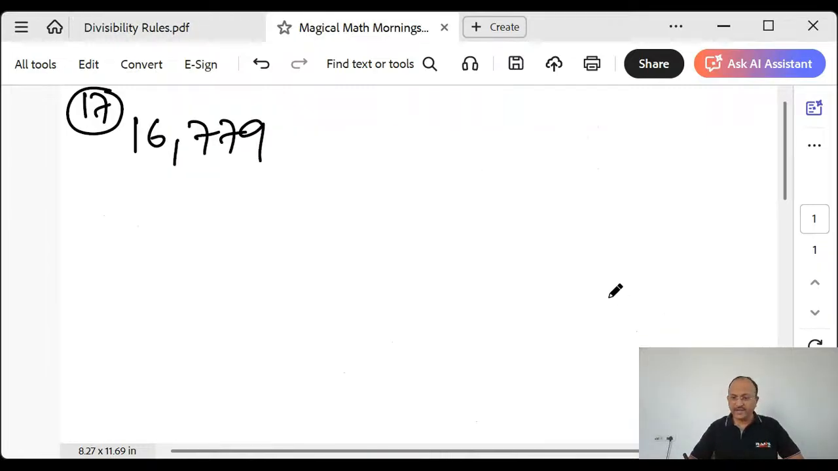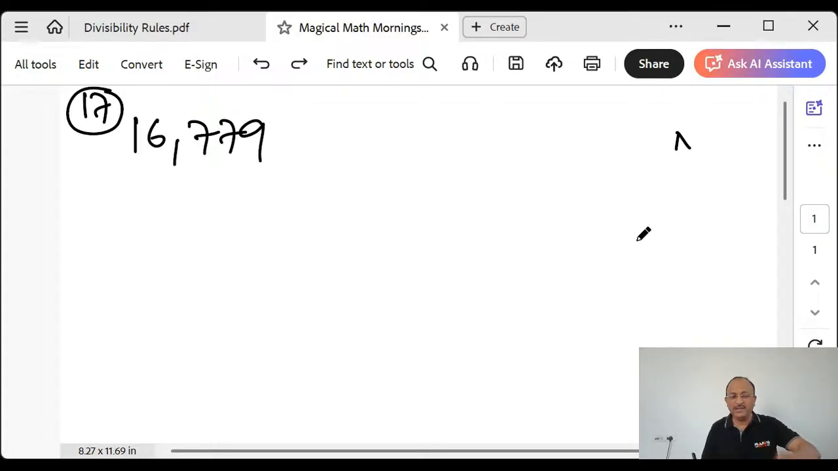So 16779, already someone has given it is yes. And someone is telling no. It is divisible by 9. So just type one letter yes, that is sufficient. Okay. It will save us time. If it is no, just type n.